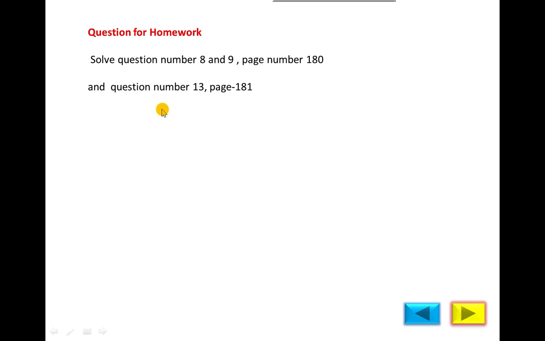Okay, so now for homework, solve question number 8 and 9, page number 180, and question number 13, page number 181. Next time we will start the normal probability distribution. Allah Hafiz.